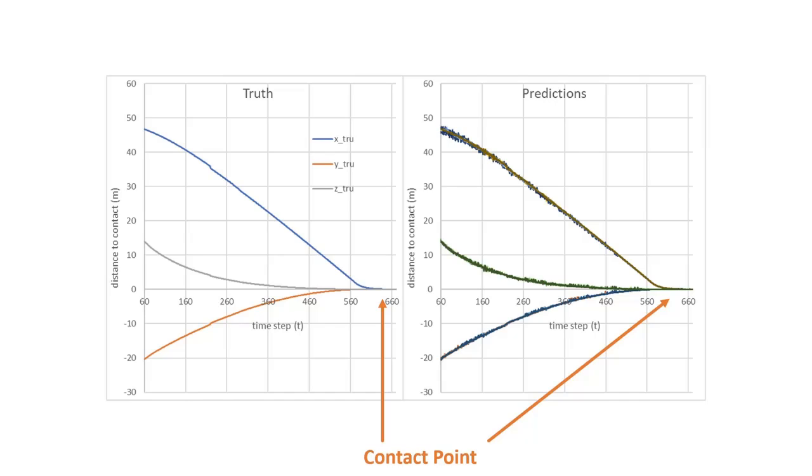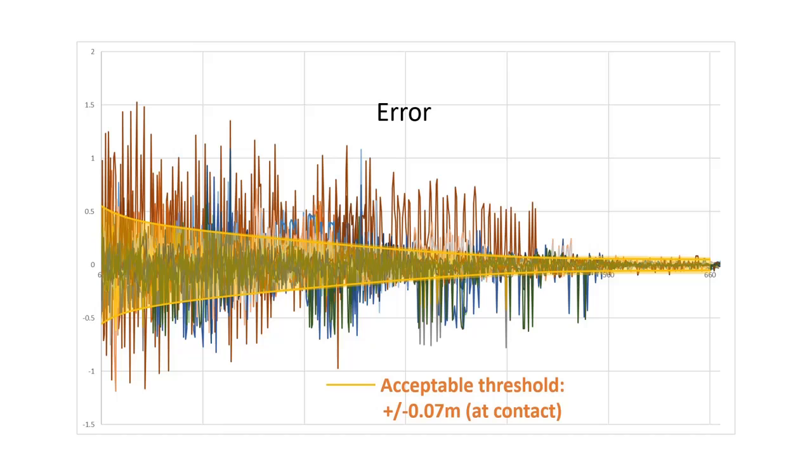The plot on the left depicts the true position of the drogue in relation to the receiving aircraft leading up to contact point over time, while the plot on the right shows the predictions. Zooming into these predictions, this plot shows the error as well as the acceptable threshold. So for this project, my research question was, can denoising autoencoders remove the noise from these predictions, resulting in error within the acceptable threshold shown here, plus or minus 7 centimeters at contact?